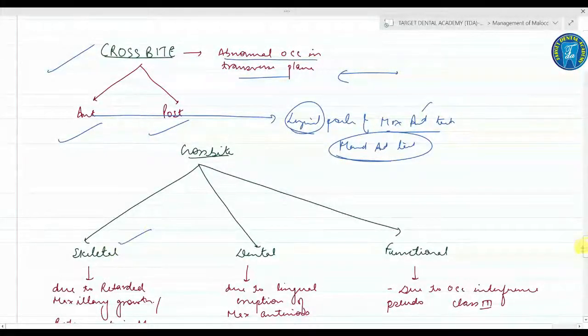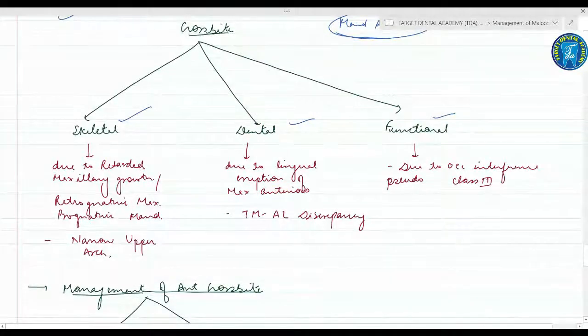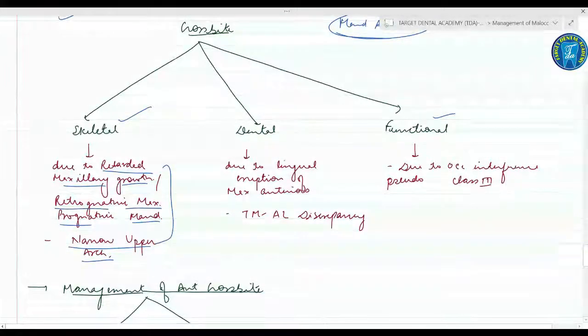We have the skeletal crossbite, the dental crossbite, and the functional crossbite. The skeletal crossbite is associated with retarded maxillary growth, or it may be due to a retrognathic maxilla and prognathic mandible. In this, the patient has a narrow upper arch.